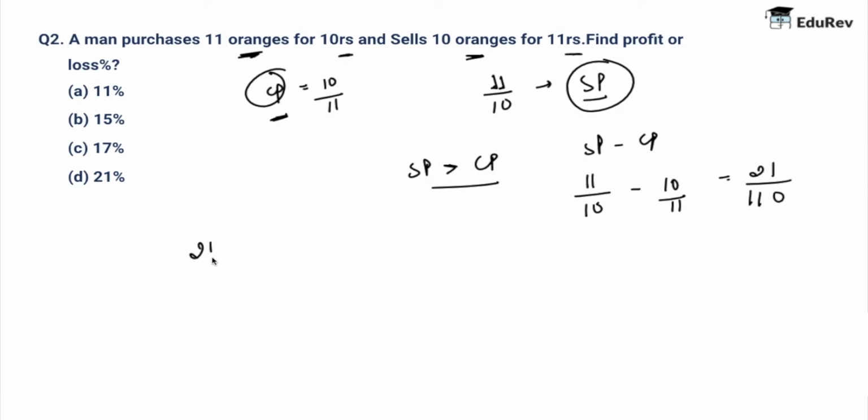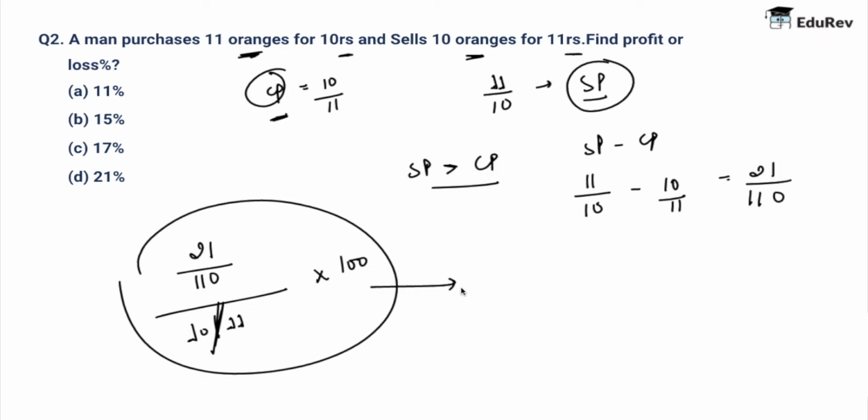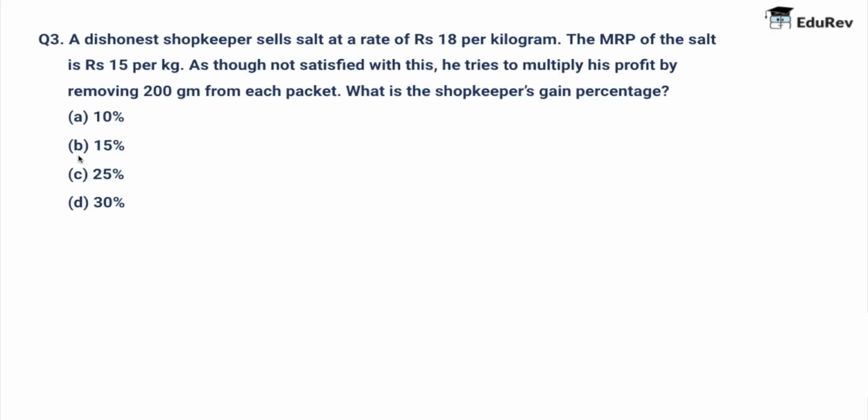And the profit is 21 upon 110 upon CP. That is 10 by 11 into 100. So this is 10 by 11 into 100, and when I solve, this is going to be 21%, and hence the correct option is option number D, that is 21%. Now let's move on to question number 3.